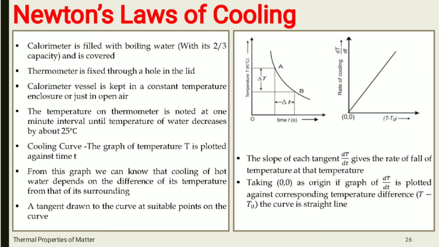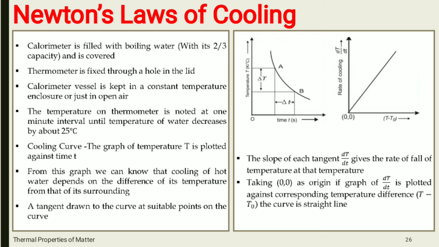This calorimeter vessel is kept in a constant temperature enclosure or just in open air. It means the temperature of the environment in which the calorimeter vessel is kept should be constant, or there should not be a drastic change in the temperature while doing the experiment. The temperature on the thermometer is noted at 1 minute intervals.